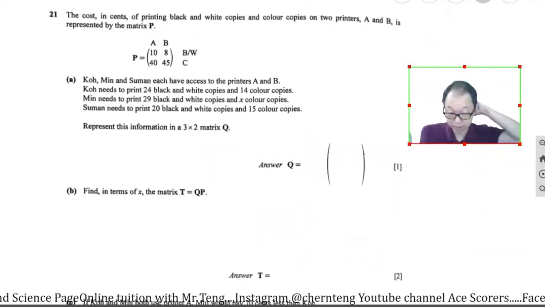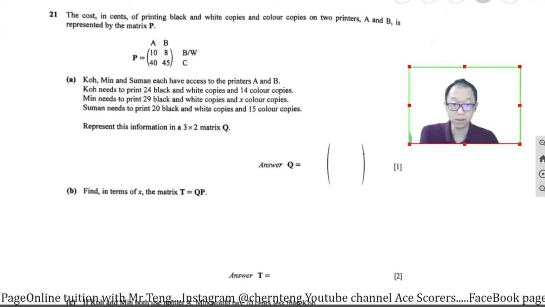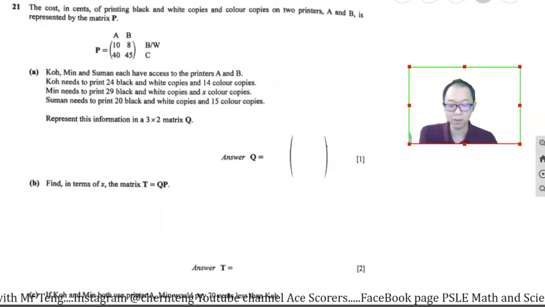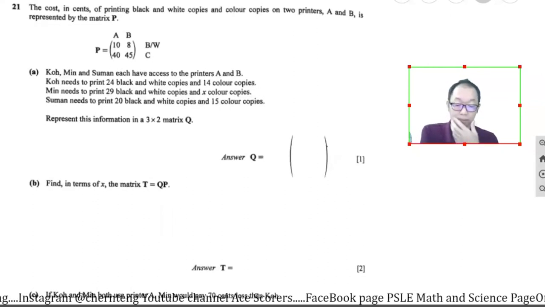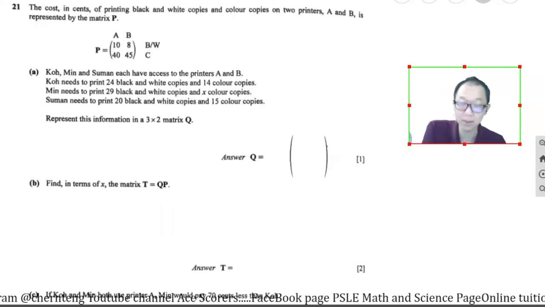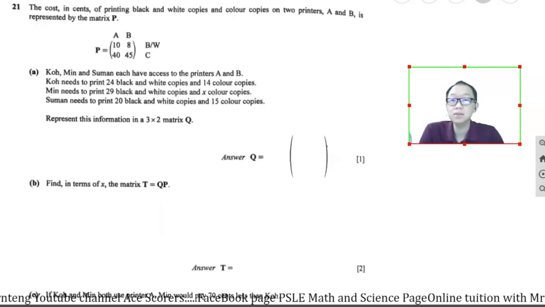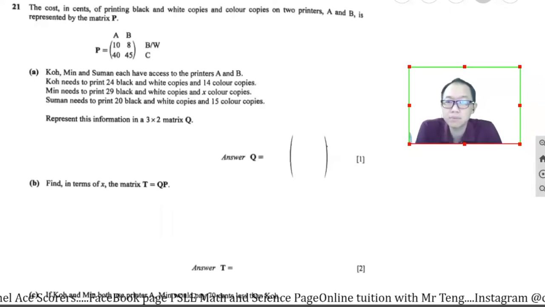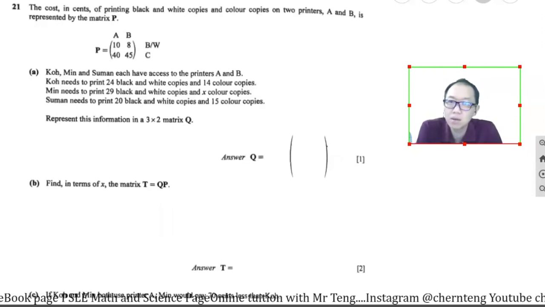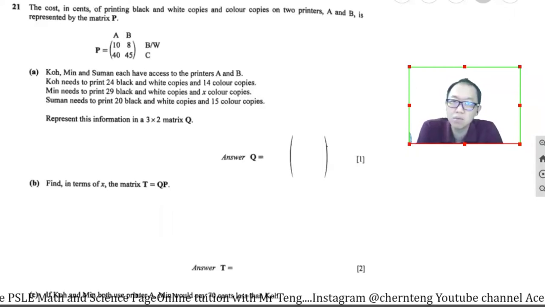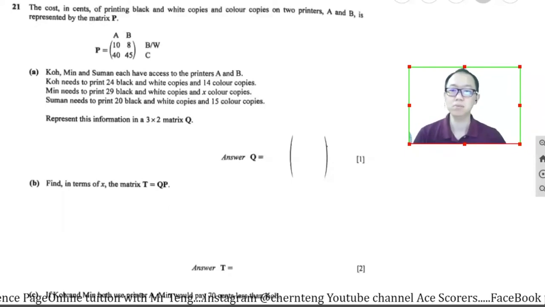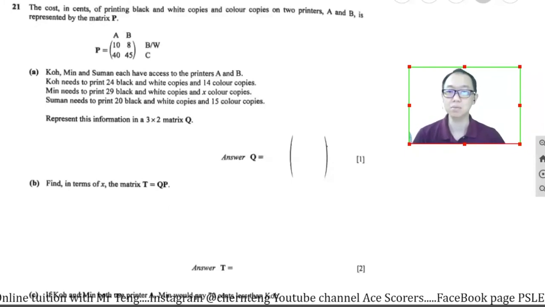Okay, next. This is a matrix. Okay, let's try to do the matrix question. So represent this information in a 3x2 matrix. Wow, it's very lengthy. Okay, let's try and read this, right? The condensed says, color means one each. Mean needs to print 29 black and white copies and X color copy.